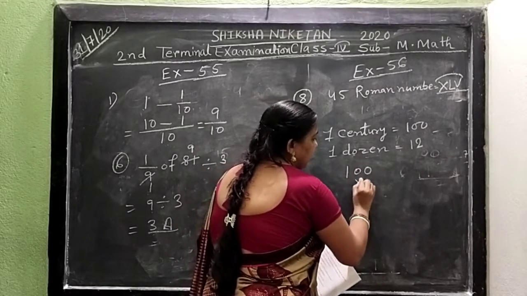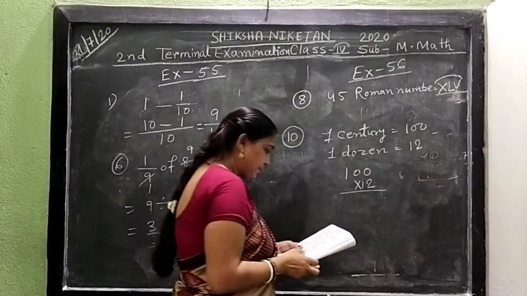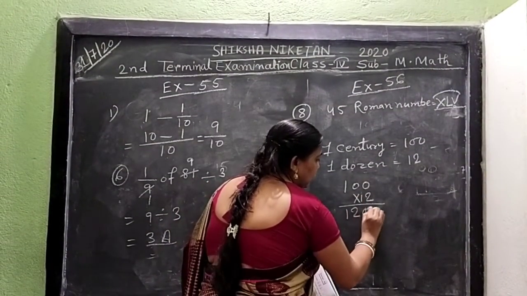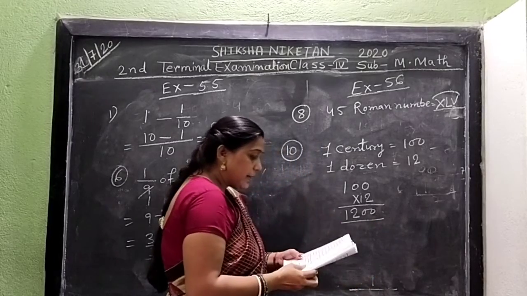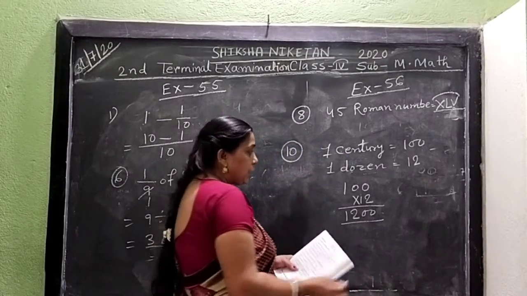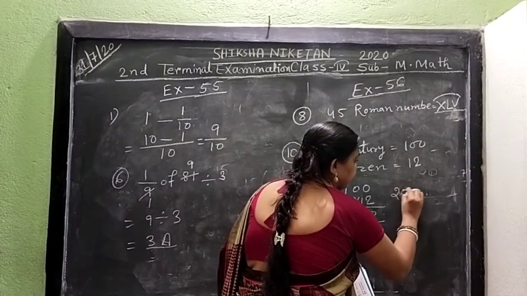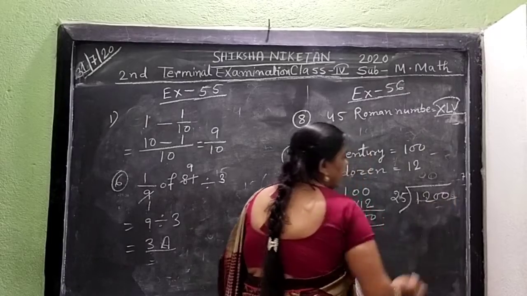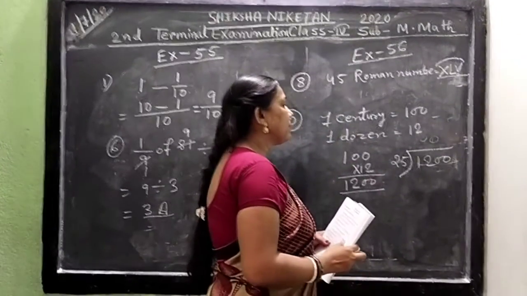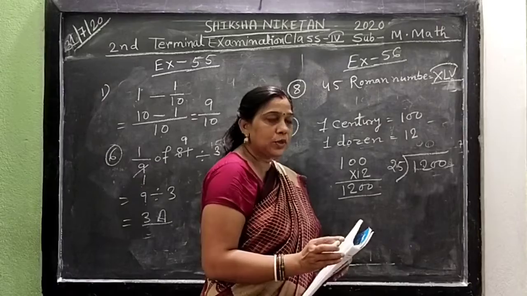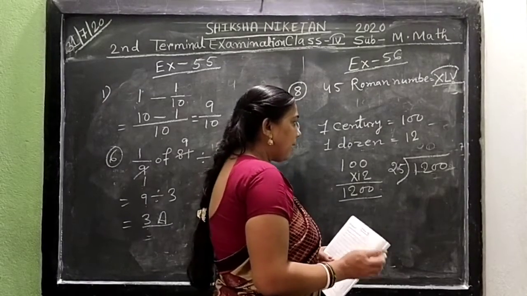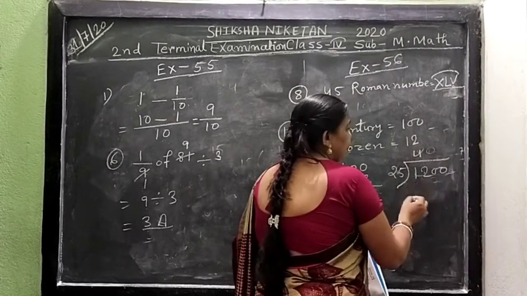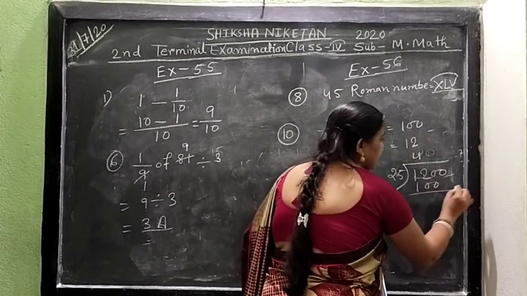I multiplied those numbers. 100 multiply 12. 12 1 are 12. I put 2 zeros. Then we divide by 25. We did the table of 25, 4 times. 25 4 ja 100. 25 4 ja 100.